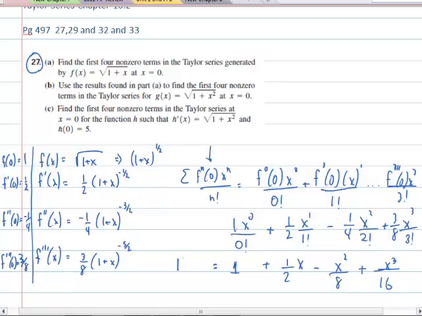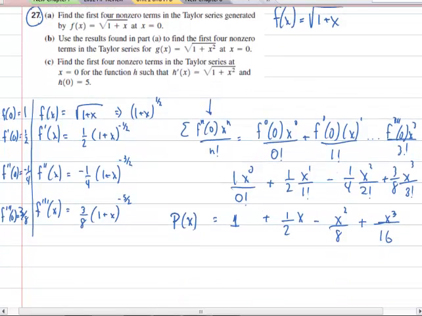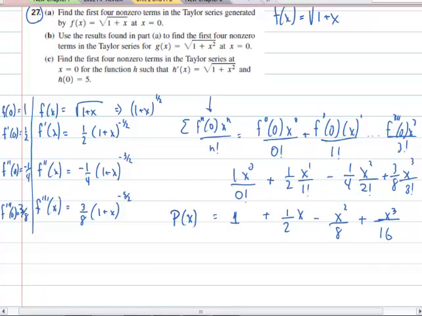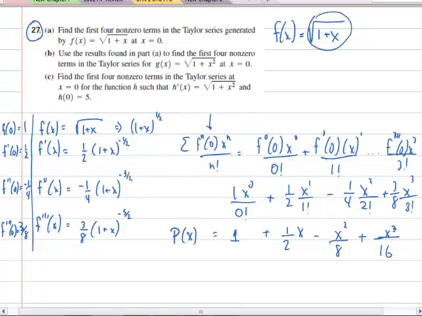Now this is an interesting thing about the notation: f of x will always be equal to the square root of 1 plus x. But our polynomial, I'm going to label as p of x, because that's an approximating polynomial, and p stands for polynomial. And that is approximately equal to the square root of 1 plus x.